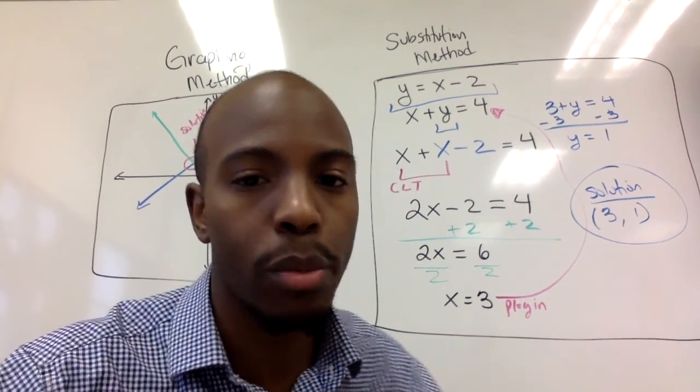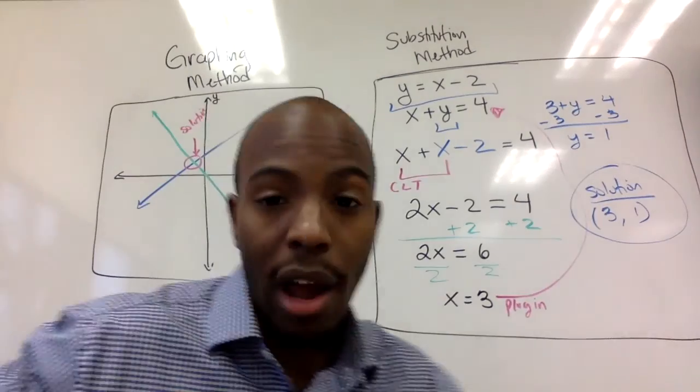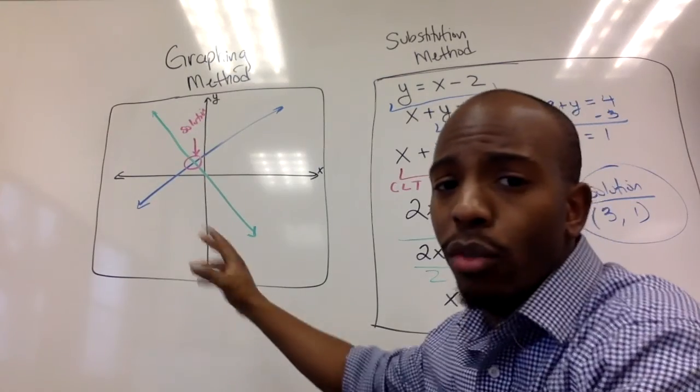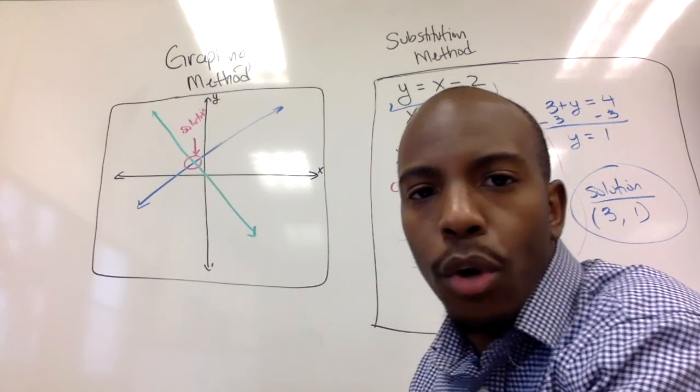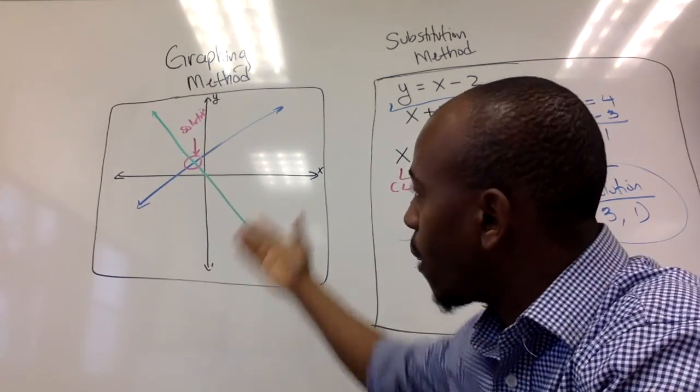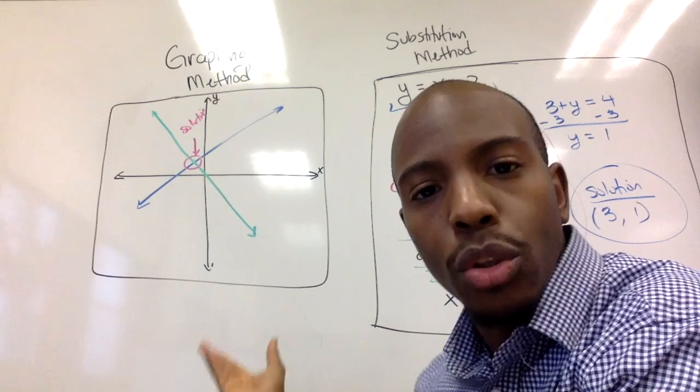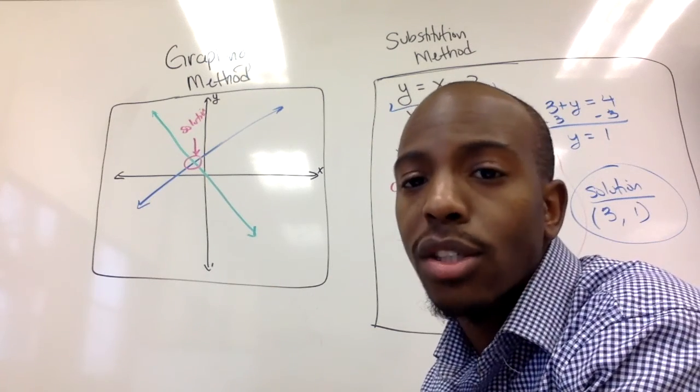We have talked about two methods so far. We talked about the graphing method, which is pretty simple. It's straightforward when it comes to systems of equations. You graph two lines, right? You see there's a blue line, there's a green line, and wherever they intersect, that is the solution.